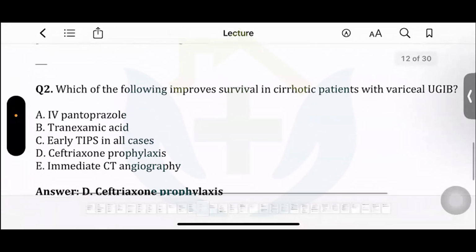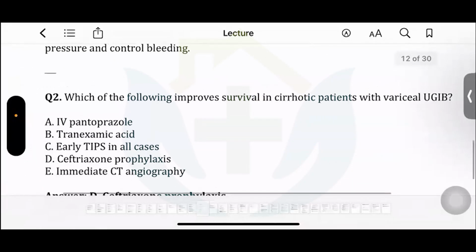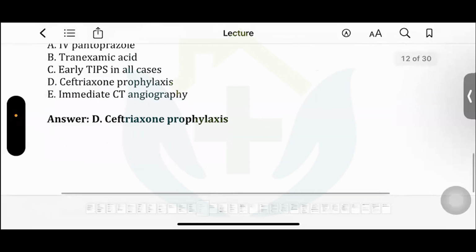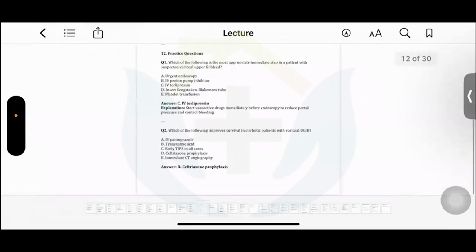Which of the following improves survival in cirrhotic patients with variceal upper GI bleed? IV pantoprazole, tranexamic acid, early TIPS, ceftriaxone, or immediate CT angiography? Ceftriaxone prophylaxis. Yes, so antibiotic prophylaxis is important.